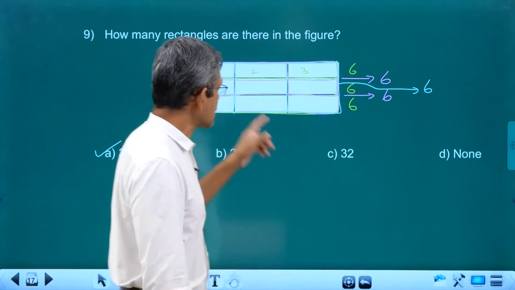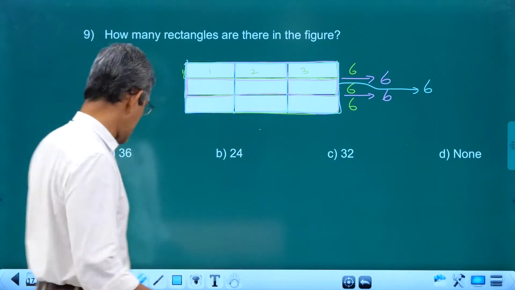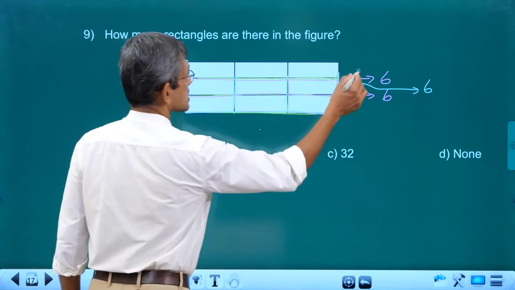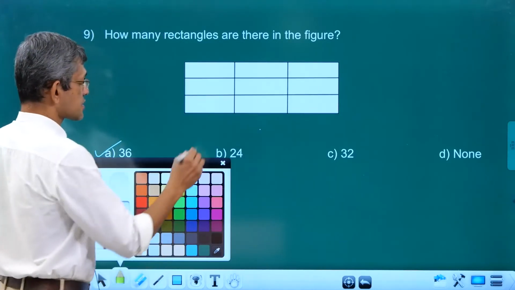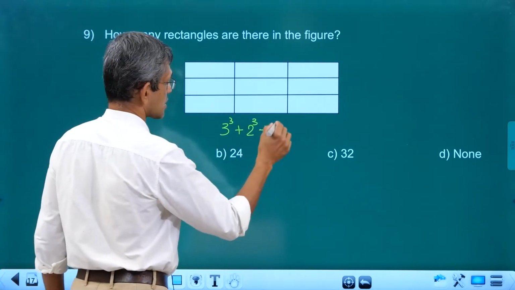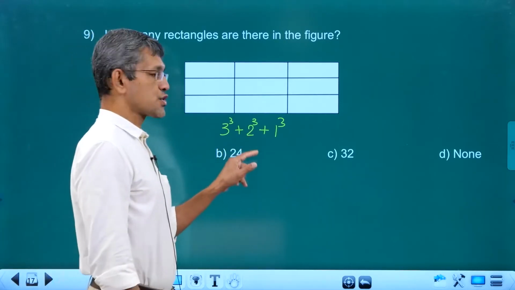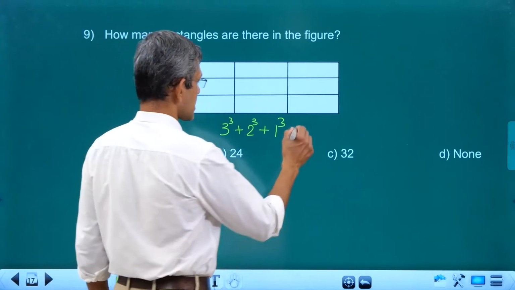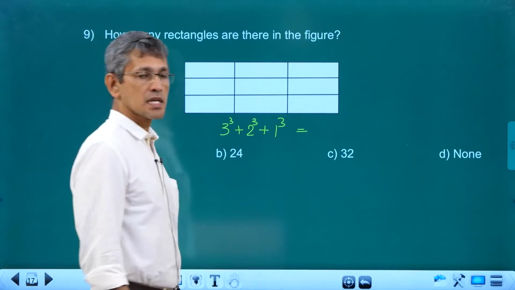But you know what? If the number of rows and number of columns are equal, as in this figure, we have a better method. In this case, how many rows and how many columns? 3, right? So you have to start from 3. So 3 cube plus 2 cube plus 1 cube. What is 3 cube? 27. 2 cube, 8. 1 cube, 1. So 27 plus 8 plus 1. So 27 plus 9, 36.